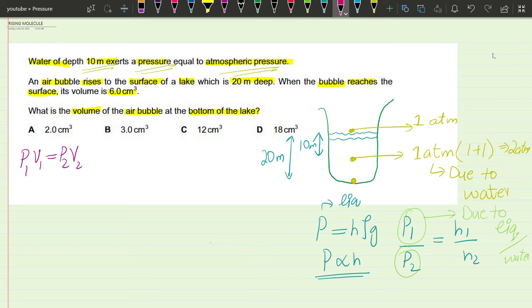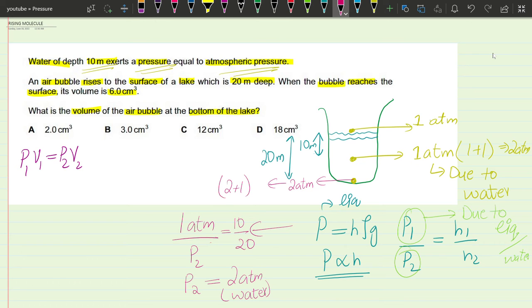Now let's solve it. P1 is 1 atm and P2 is unknown, equal to H1 over H2, which is 10 upon 20. So P2 will be equal to 2 atm due to water at the bottom. But it is not only 2 atm. We have to understand it. Because it would be 2 plus 1, and hence 3 atm.